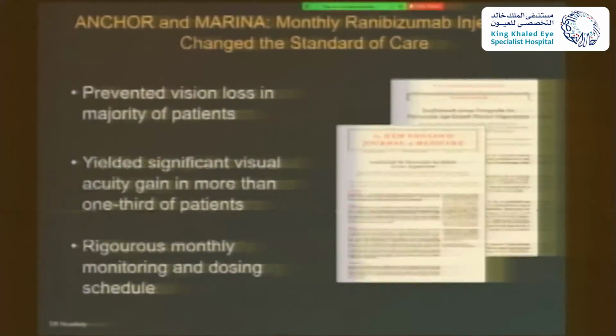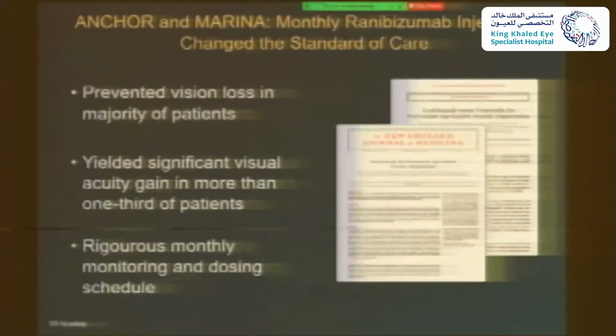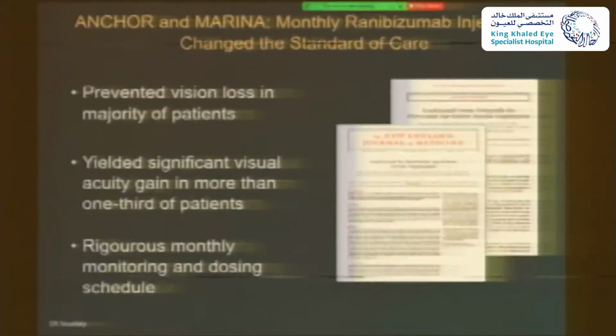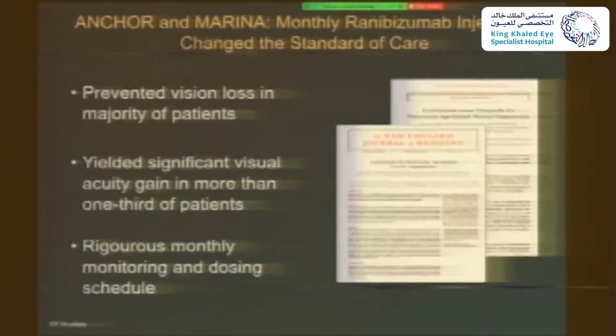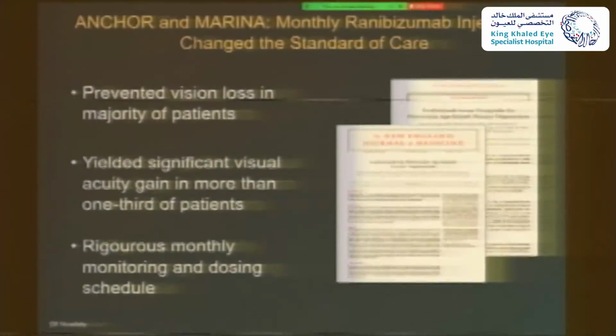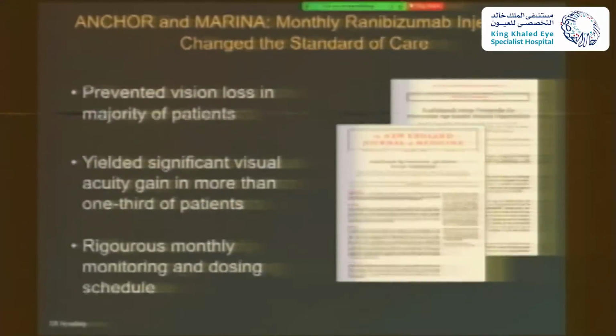So the results of these trials showed that anti-VEGF did prevent major visual loss in the majority of patients, and it yielded also significant gains. Before that, PDT did not allow patients to gain vision, but it allowed to kind of stabilize their vision, and not always. But with anti-VEGF, you got the ability for patients for the first time to actually have better vision. But you need rigorous monthly monitoring and dosing.